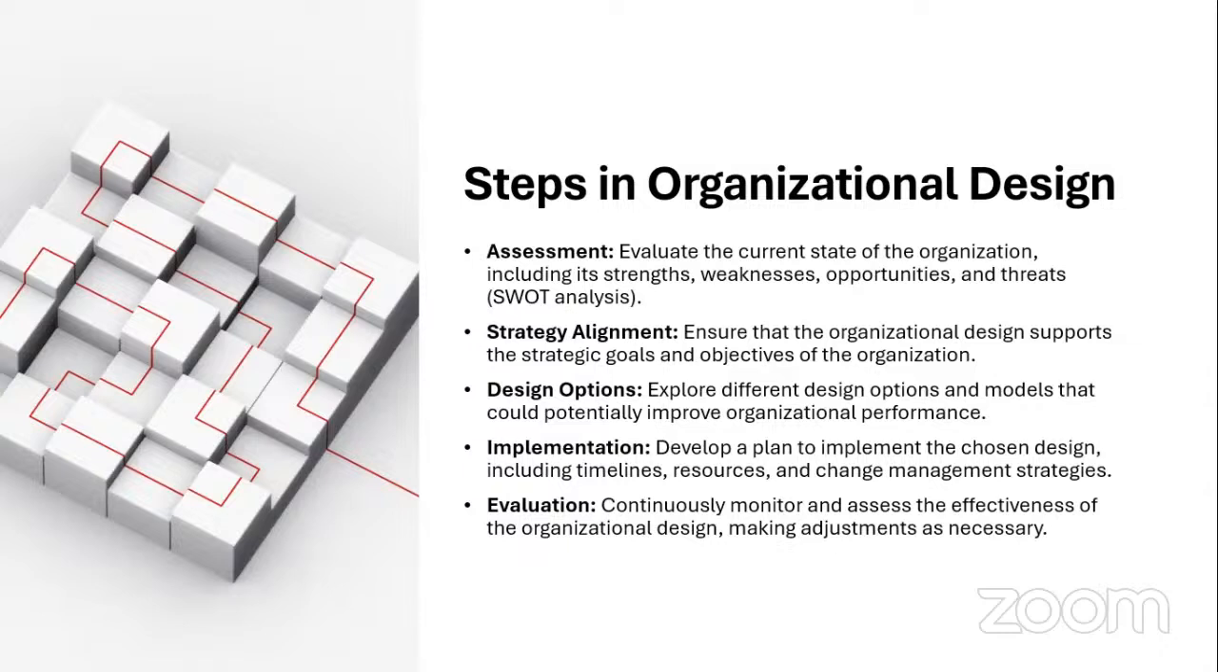So when you're doing an organizational design, one of the key aspects is process. You want to assess from what we are currently doing to what we want to do. And you can use a SWOT analysis to achieve that assessment. Then the next one is your alignment, your strategy alignment. Ensure that the organizational design supports the strategic goals and objectives of the organization. Make sure that the way you design the organization will achieve the objectives of the organization.